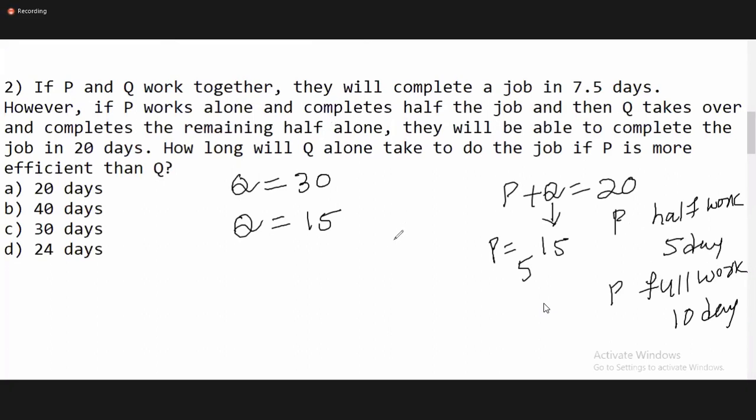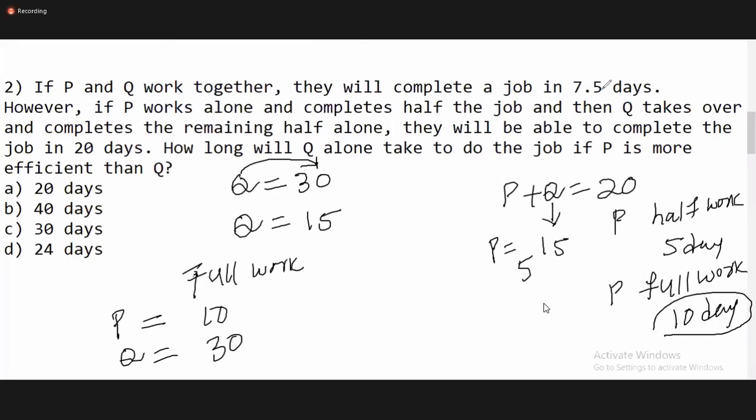Now this is where you need to understand the things properly. If Q takes 30 days and P takes 10 days for the full work, P takes 10 days and Q takes 30 days, right? If these two people work together, the work has to be done in 7.5 days. Your job is a cakewalk.